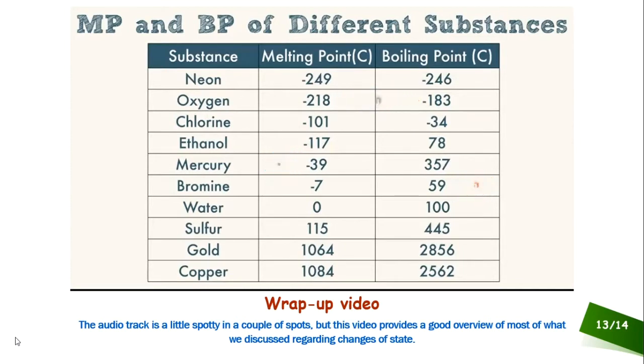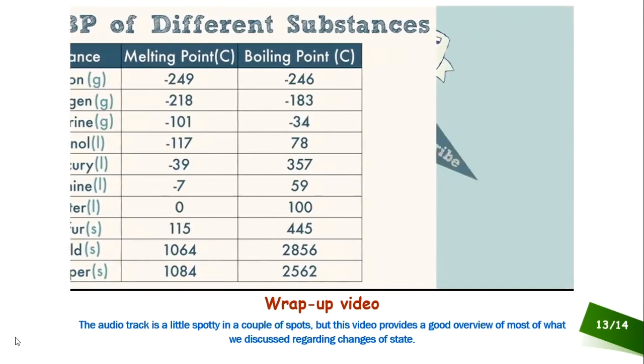At room temperature, which is around 23 degrees Celsius, everything that boils below 23 degrees is a gas, so that's neon, oxygen, and chlorine for this chart. Anything where 23 degrees is between the melting and boiling point is a liquid at room temperature, so that's ethanol, mercury, bromine, and water. And lastly, anything that has a melting point higher than room temperature is a solid at room temperature, like sulfur, gold, and copper.